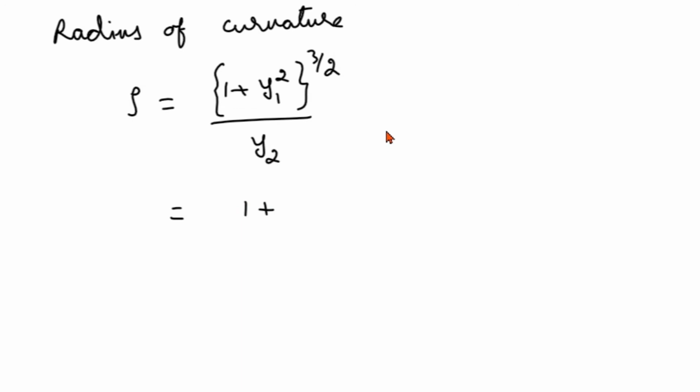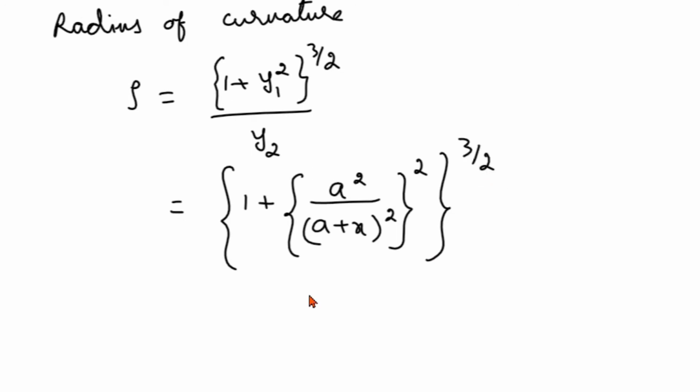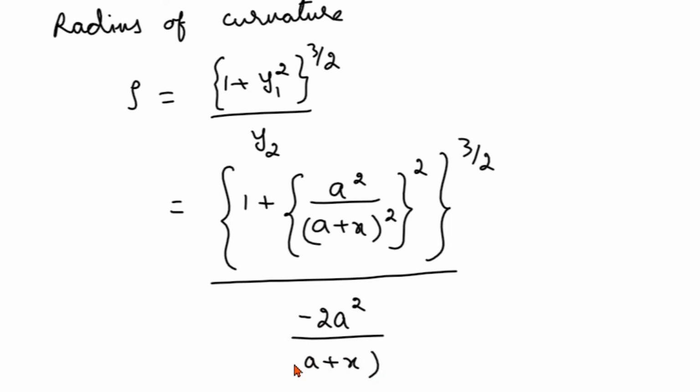1 plus the value of y1 that we have is a²/(a + x)². But in the formula we have y1 square, so you need to square this value. It is whole power of 3/2. It is whole divided by y2. The value of y2 that we have is −2a²/(a + x)³.